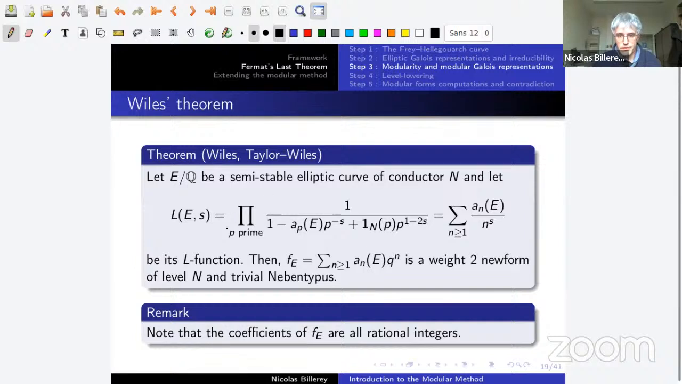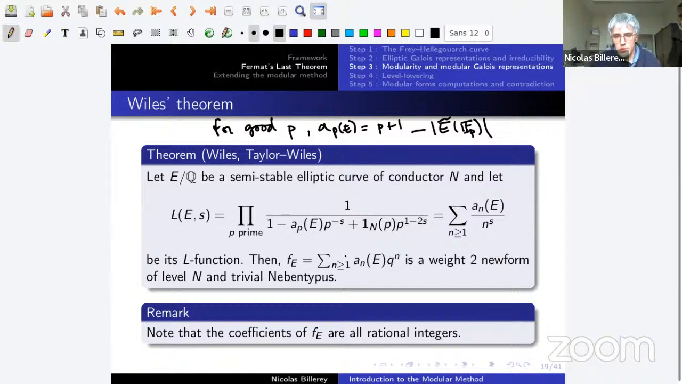So you can consider this product here, these Euler products. So that's the product that defines the L-function. So what's a_p(E)? a_p(E) for good p, for the primes of good reduction, is given by the following formula. It's p plus one minus the cardinality of the set of F_p-rational points on the reduction mod p. Okay, and there is a similar definition for primes of bad multiplicative reduction. And it turns out that a_p in that case is either one or minus one, depending on whether the reduction is split or non-split. Anyway, so it's an integer.